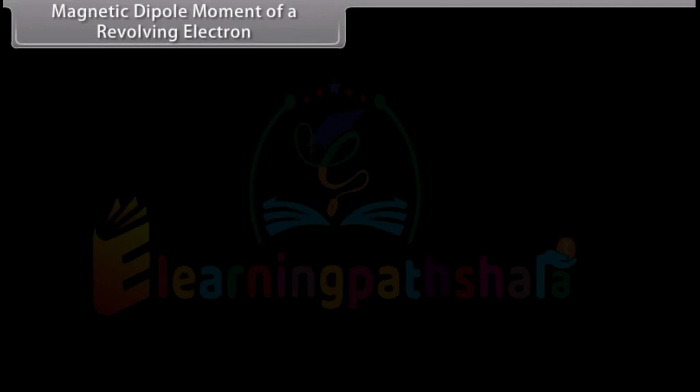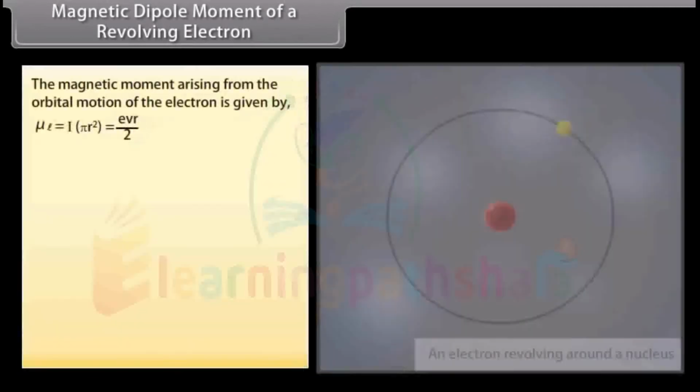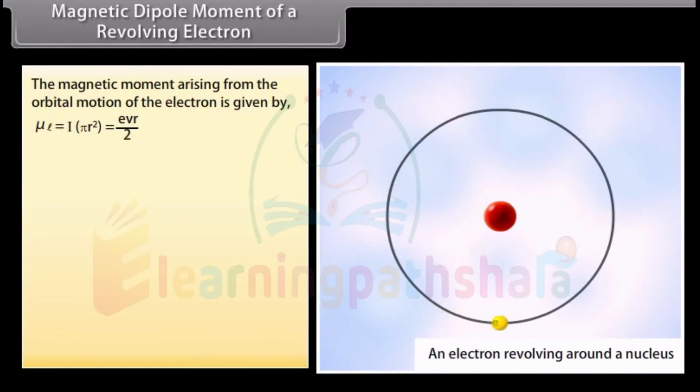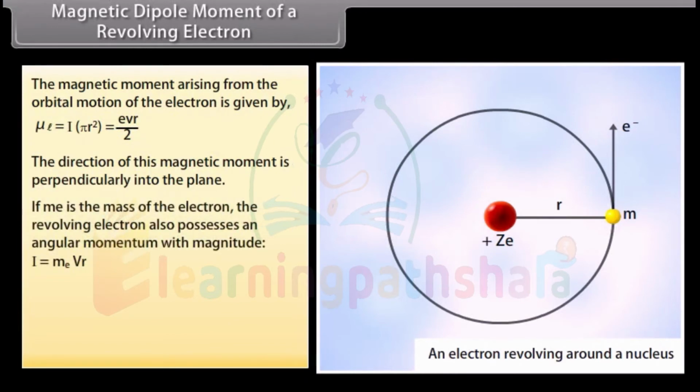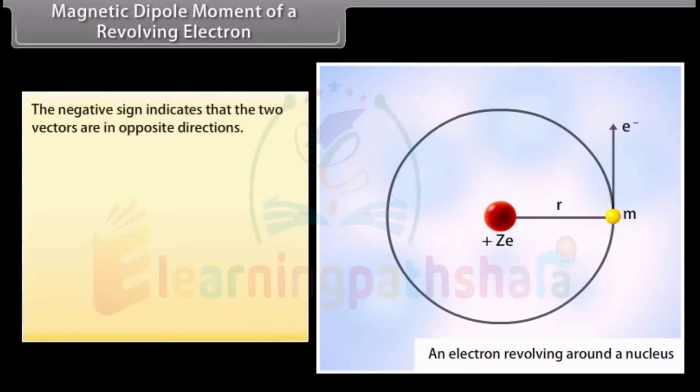Magnetic dipole moment of a revolving electron. The magnetic moment arising from the orbital motion of the electron is given by evr by 2. The direction of this magnetic moment is perpendicularly into the plane. If me is the mass of the electron, the revolving electron also possesses an angular momentum with magnitude l is equal to me v r. From the above two equations, we get the result μL is equal to minus e upon 2me multiplied by L. The negative sign indicates that the two vectors are in opposite directions.